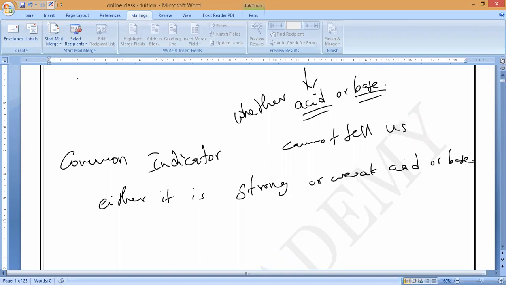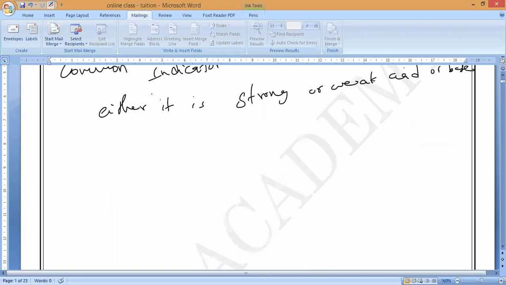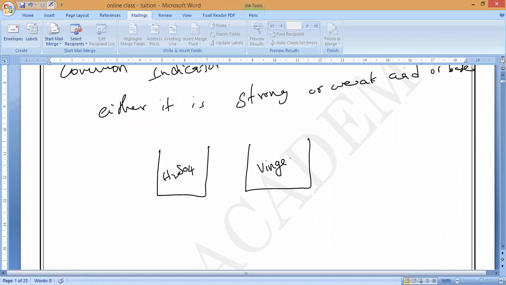For example, if we take litmus, suppose we take sulfuric acid and vinegar. Both are acidic, but litmus cannot tell us that sulfuric acid is a stronger acid than vinegar solution. Is it yes or no? Can you say? For example, in one beaker I take sulfuric acid, and in another beaker I take vinegar. Vinegar contains which acid? Acetic acid. What is the name of acetic acid? Ethanoic acid.